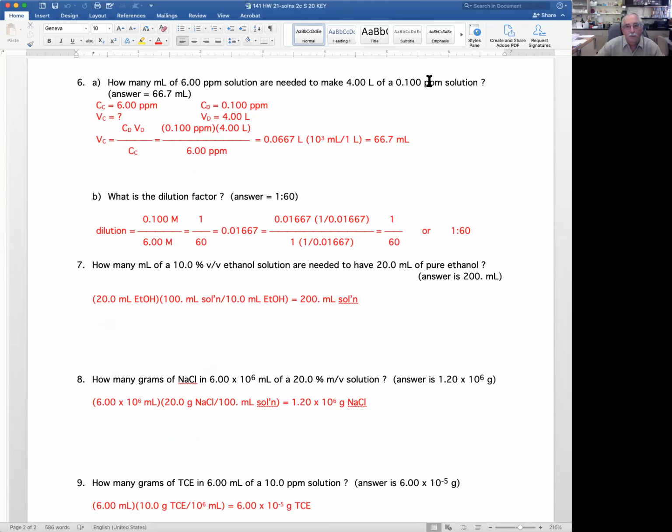So I have to figure out what are my variables. So the concentration of the concentrated one, 6 ppm. This must be the concentration of the diluted one. So the volume of the concentrated is what I'm looking for. So the volume of the diluted one is going to be 4 liters. So I'm just mathematically solving for VC. Plug in my numbers. And notice that ppm cancels out, so the unit is simply liters. But they wanted milliliters, so I had to convert into milliliters.